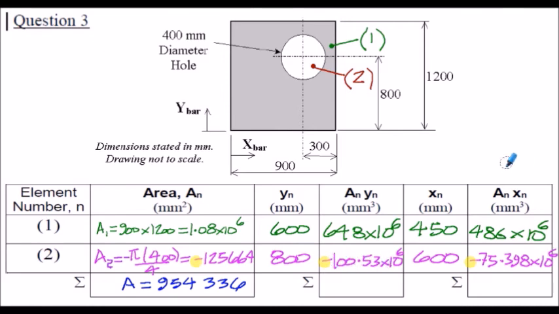Similar process to calculate the first area moment about the left-hand vertical axis. This time it's the area multiplied by the x value to give the An xn values. Again, notice how we've got a negative An xn value for element number 2, the circle there. So to complete the table, we just summate the An yn column to give the first area moment about the horizontal datum, and we summate the An xn column to get the first area moment about the left-hand vertical datum.